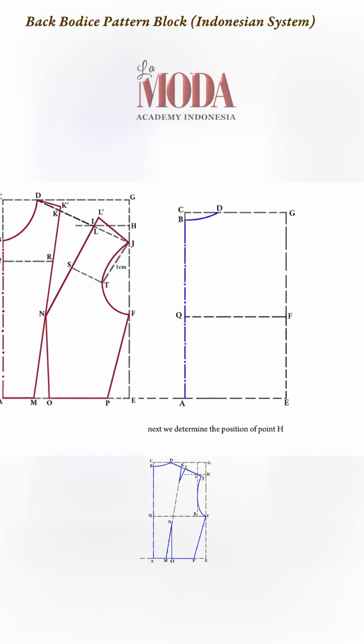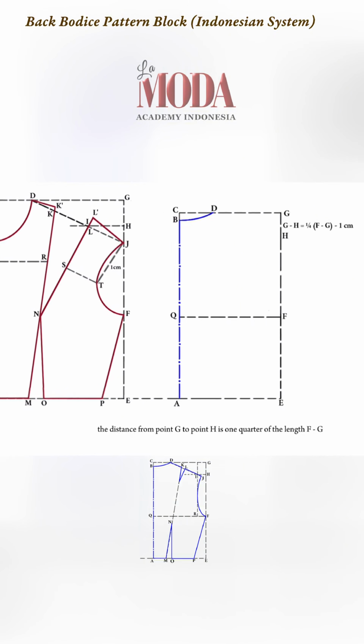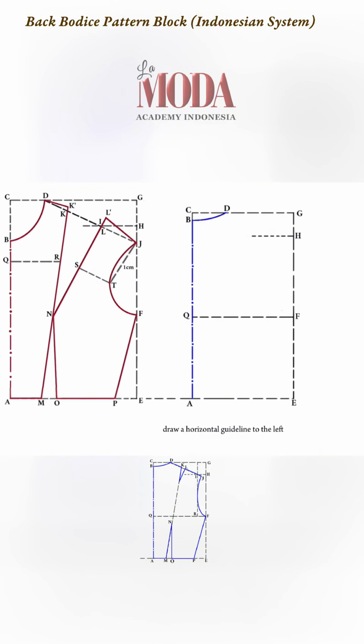Next, we determine the position of point H. The distance from point G to point H is 1/4 of the length FG minus 1 centimeter. After locating point H, draw a horizontal guideline to the left from this point.